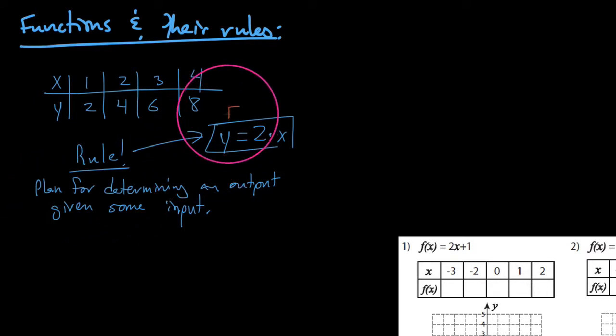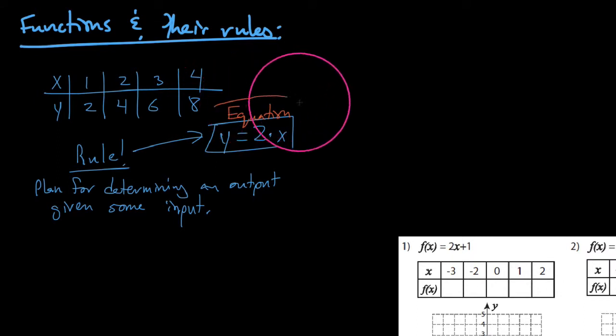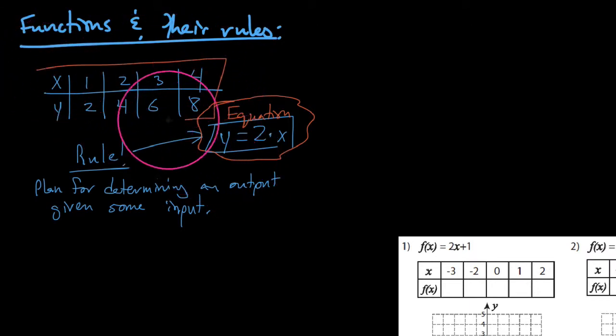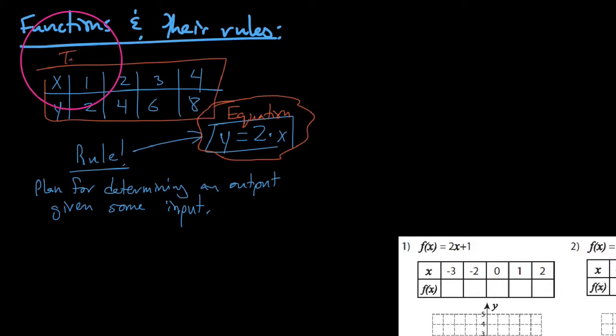This is referred to as the equation, okay? When we talk about a rule, we tend to represent it with an equation, and our equations, for now at least, are going to involve some x and some y, okay? When you look at this table up here, we're going to give this table a name, okay? This is a table of solutions to this rule.